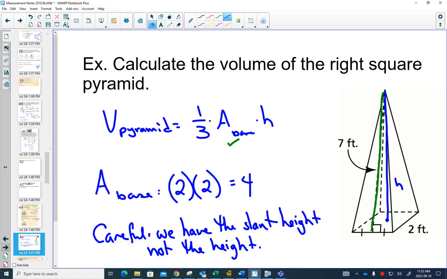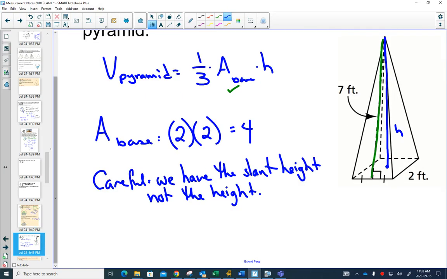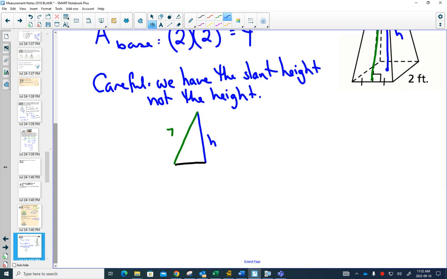Can we make a right angled triangle with that? Yes. I can draw the blue line, the height that we want to find. We know the green line is 7. How long is the bottom part of that triangle? 1. How do you know that it's 1? It would be here. That's half of 2.